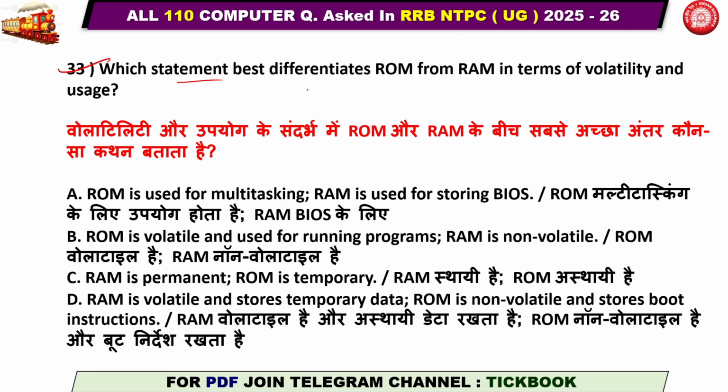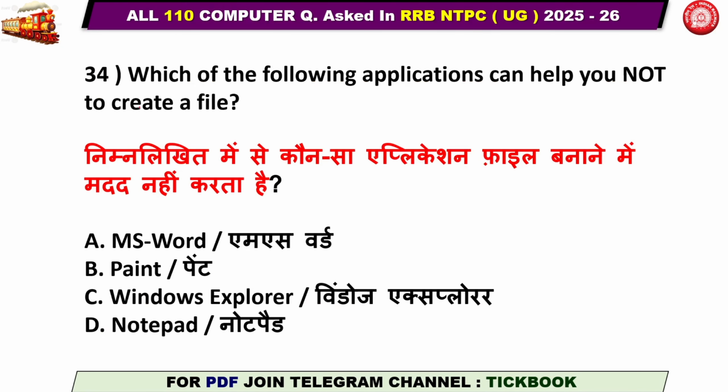33. Which statement best differentiates ROM from RAM in terms of volatility and usage? Option number D, RAM is volatile and stores temporary data, and ROM is non-volatile and stores boot instruction. 34. Which of the following applications can help you not to create a file? Option number C, Windows Explorer.